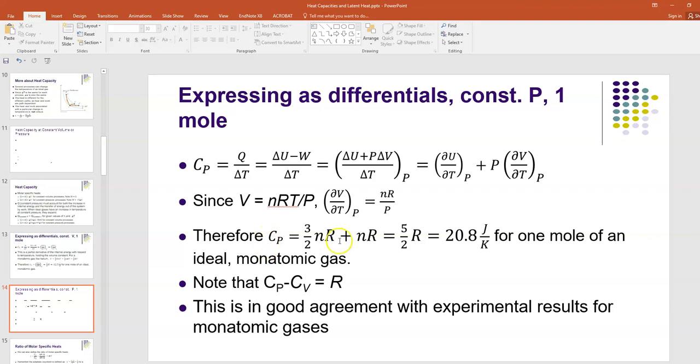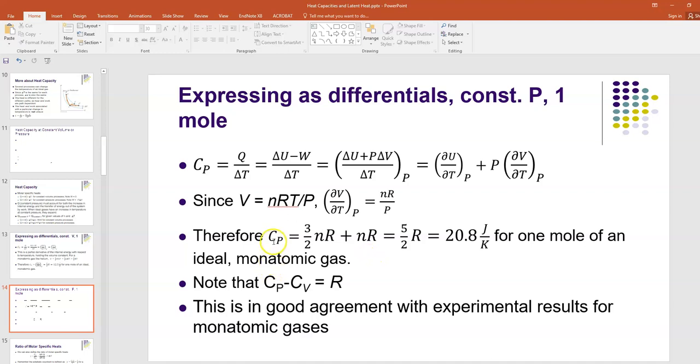So here we have C sub P is equal to 3/2 times n times R, which would be 3/2 times 1 times R, plus nR over P times P. Don't forget there's a P out front, P times partial V with respect to T, and that gives me nR, n is 1, and so that's 3/2 R plus R, which is 5/2 R. Now plugging in for our gas constant, 8.314 in SI units, we end up with a heat capacity at constant pressure of approximately 20.8 joules per Kelvin for 1 mole of an ideal monatomic gas.